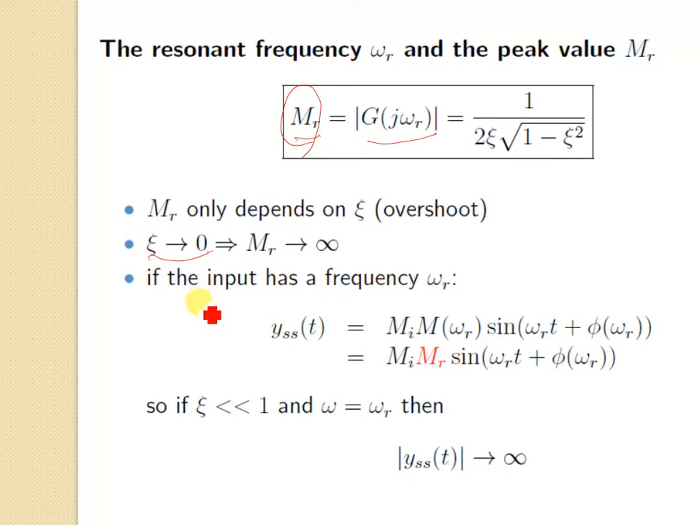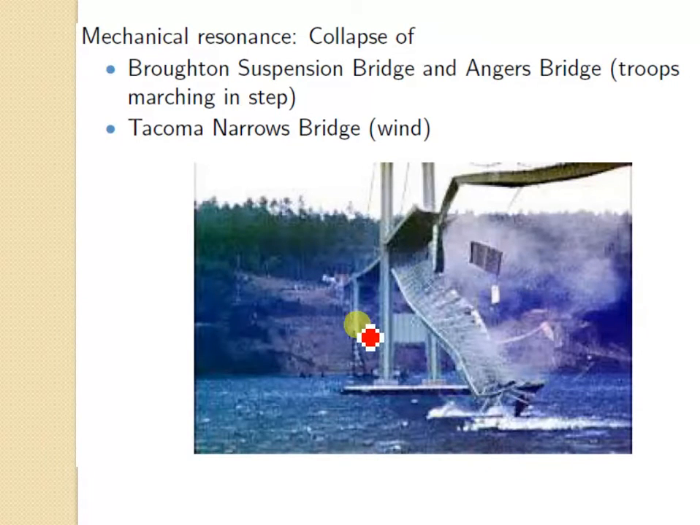In this case, if the input has a frequency of omega resonance, the output of my system becomes Mr times sine of omega r t plus phi. That means if sigma becomes very small, the frequency of the input becomes the same as the resonance frequency omega r, and the output will go to infinity and a catastrophe will happen, because my system will be completely unstable.